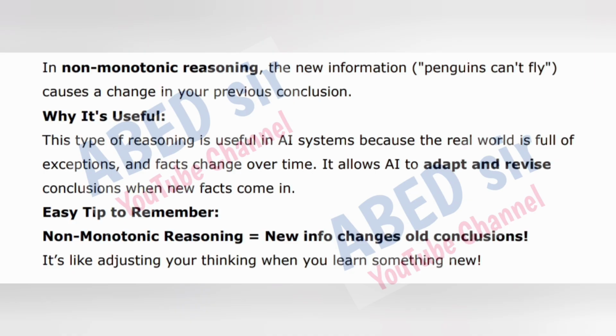Why is it useful? This type of reasoning is useful in AI systems because the real world is full of exceptions and facts change over time. It allows AI to adapt and revise conclusions when new facts come in. Easy tip to remember: non-monotonic reasoning equals new info changes old conclusions. It's like adjusting your thinking when you learn something new.